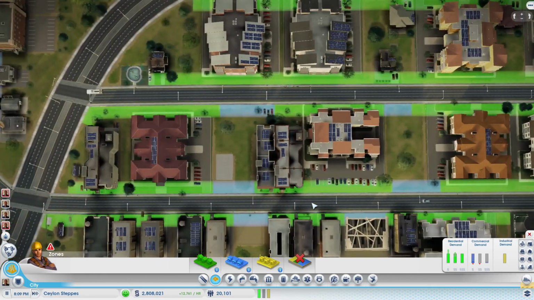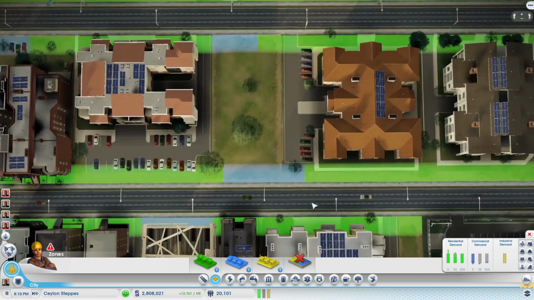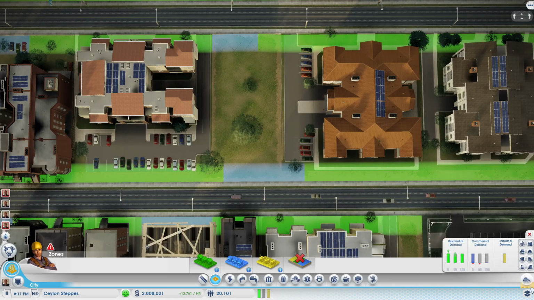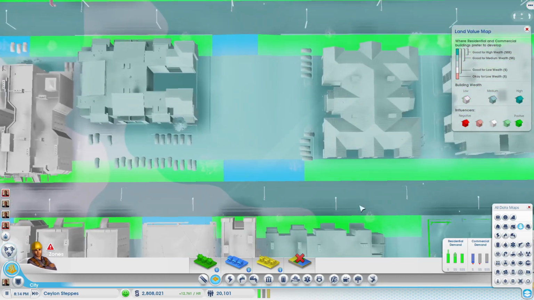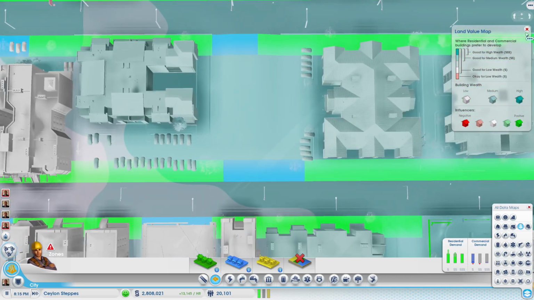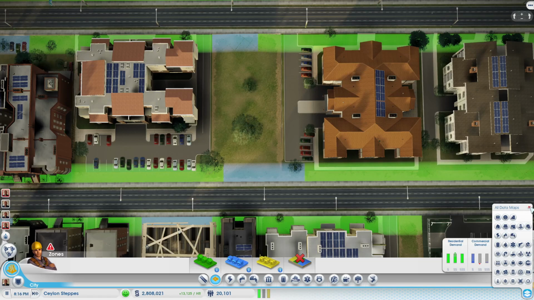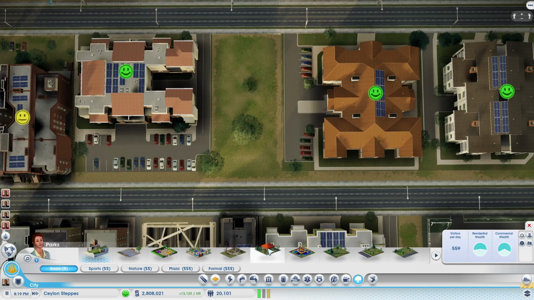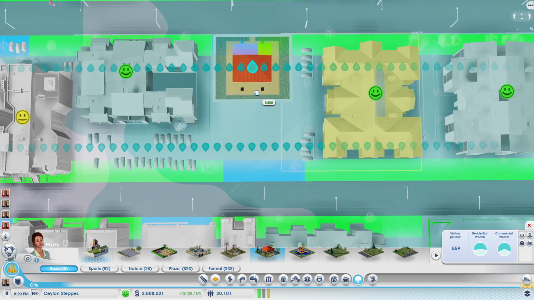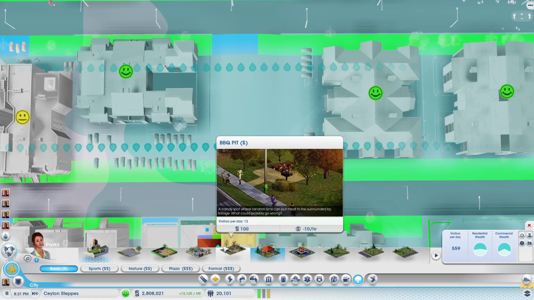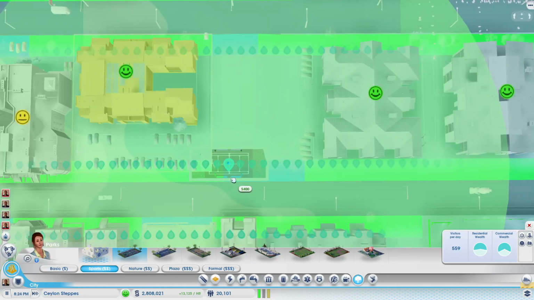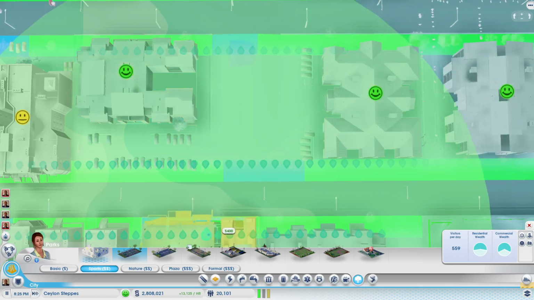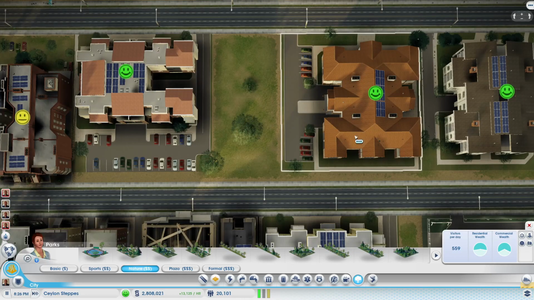Now, if they can't go shop, they will go to a park. It's not quite the equivalent of shopping. However, I need something. I don't want to lose this building.